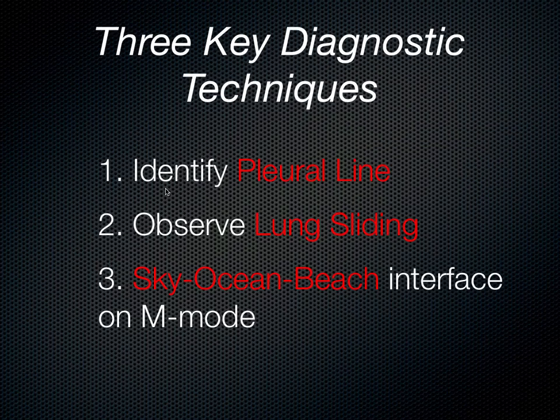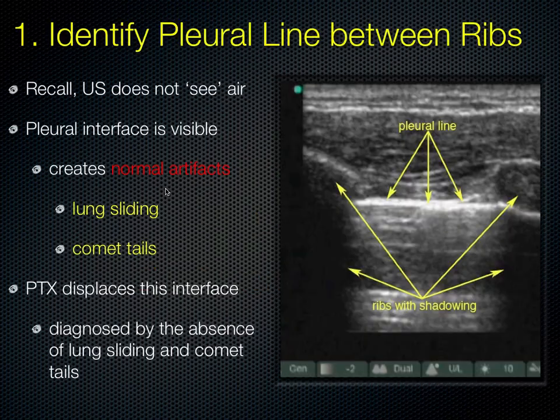What we're looking for is the pleural line to be sliding. So we find the pleural line that we found before when we were looking at A-lines, and we're looking for that sliding sign. I'll show you some examples of that shortly. You're also going to be looking for something we call the Sky Ocean Beach sign, which is actually not an artifact, it's a representation seen when you use M-mode, which is the motion mode.